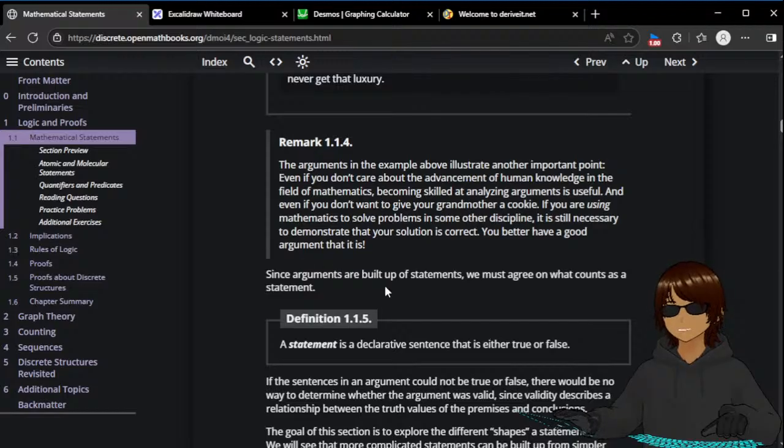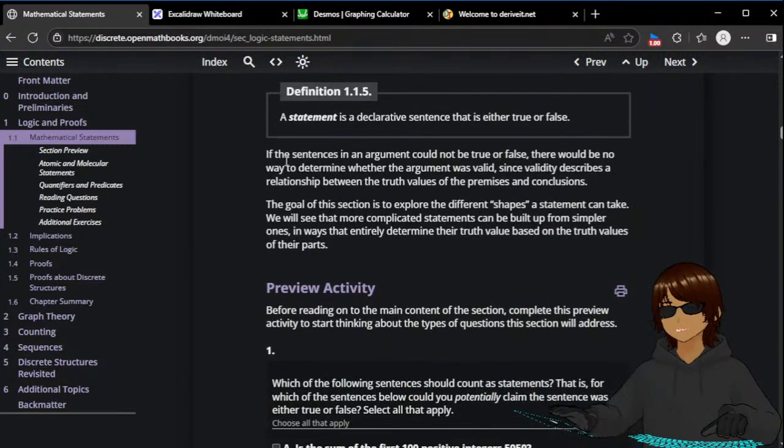Since arguments are built up of statements, we must agree on what counts as a statement. A statement is a declarative sentence that is either true or false. If the sentences in an argument could not be true or false, there would be no way to determine whether the argument was valid, since validity describes a relationship between truth values of the premises and conclusions. The goal of this section is to explore different shapes a statement can take. We will see that more complicated statements can be built up from simpler ones in ways that entirely determine their truth value based on the truth value of their parts.